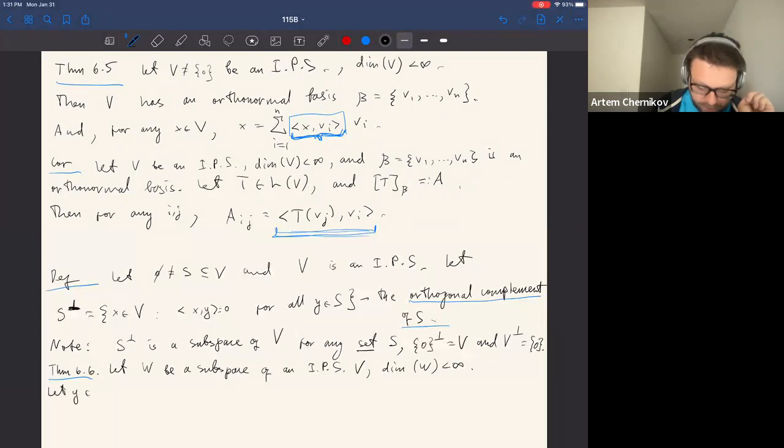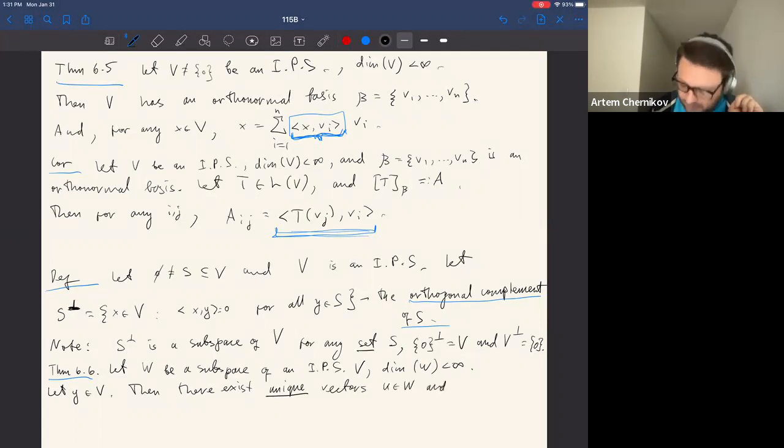Let Y be a vector in V, okay? Then there exist unique vectors U in W and Z in the orthogonal complement of W, such that y can be written as the sum of the two. So y can be written as u plus z.